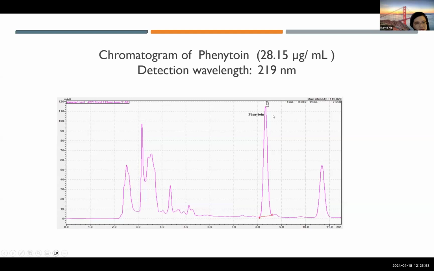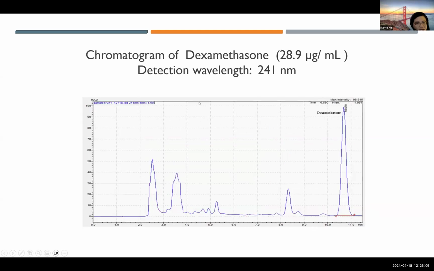So here's the chromatogram for phenytoin. As you can see here, the retention time is about 8.3 minutes, and we detect it at 219 nanometer. And then for the dexamethasone, it comes out around 10.6 minutes, and we detect it at 241 nanometer.